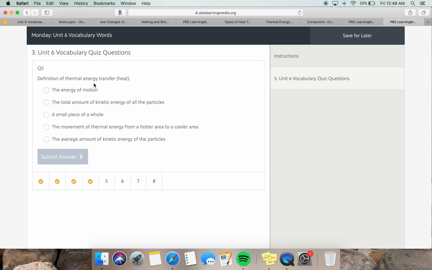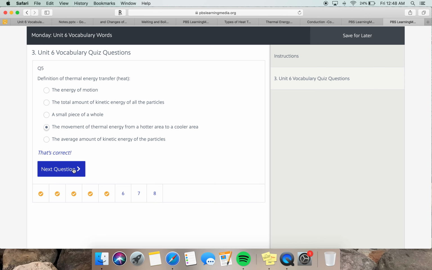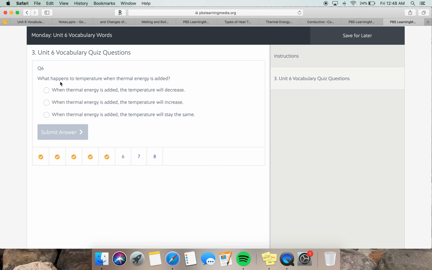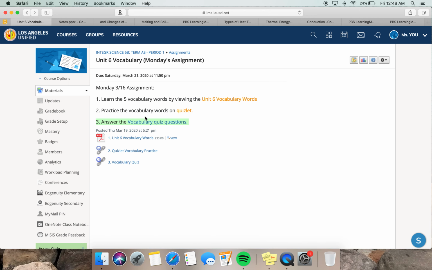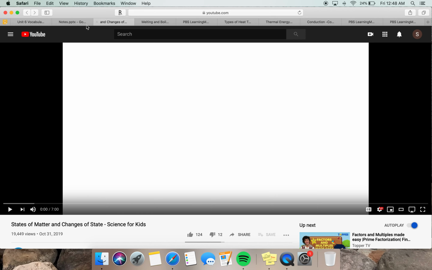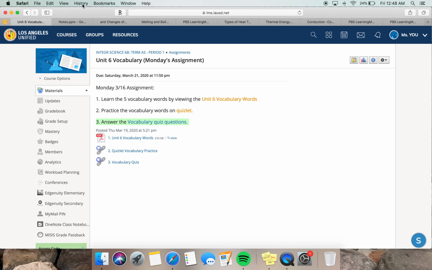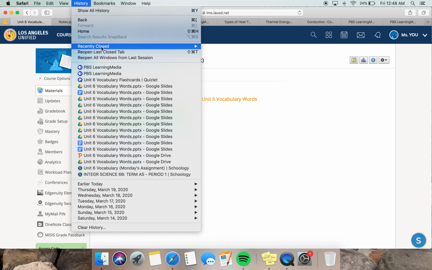Now, definition of thermal energy transfer. Transfer means movement. So thermal energy transfer is the movement of thermal energy from a hotter area to a cooler area. Alright, number 6. Now what happens to temperature when thermal energy is added? Well, going back to our simulation that I showed you, what happens to temperature when thermal energy is added?